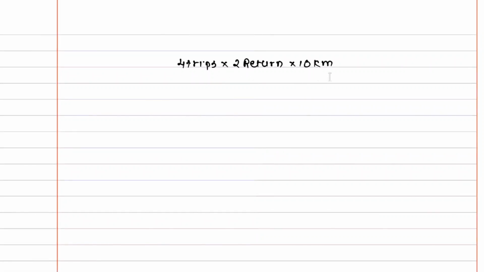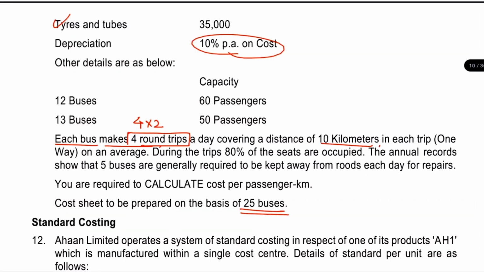And the distance between A and B was how many kilometers? 10. So it means if one bus is traveling, it will have eight journeys: four for going, four for coming. Eight, and every time 10 kilometers. So 80 kilometers is for one bus in one day. Okay, so this is one data.